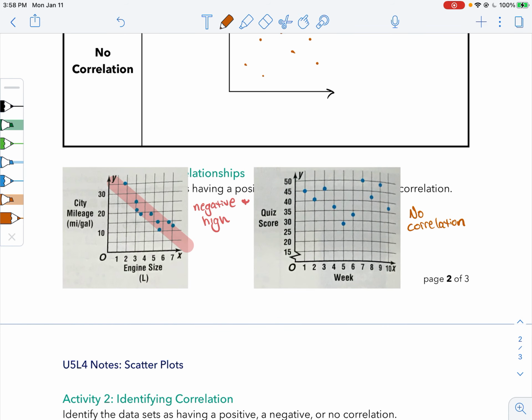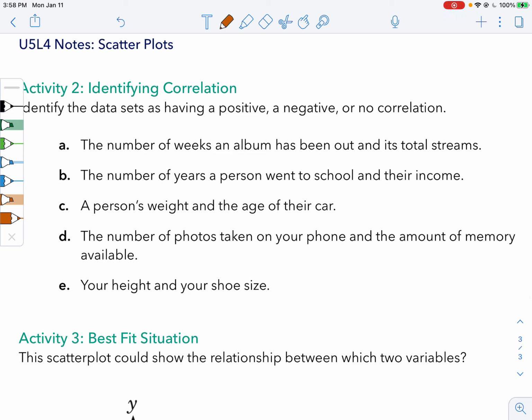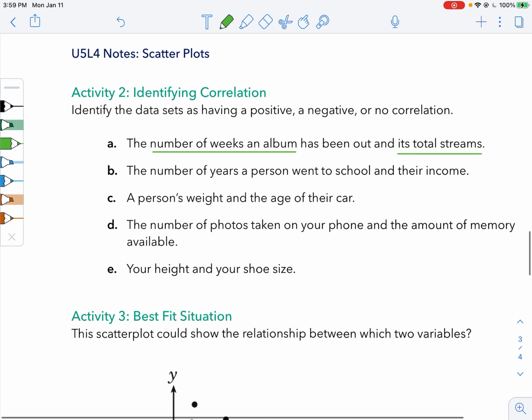Now let's think about this logistically without even looking at the picture. What would you expect? How do these relate? If you were to look at the number of weeks an album has been out and its total streams, well, as the number of weeks increases, its total streams increases. So I would call that a positive correlation. I'm just going to write positive like that. Okay.